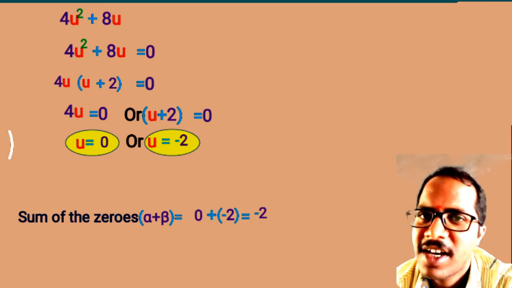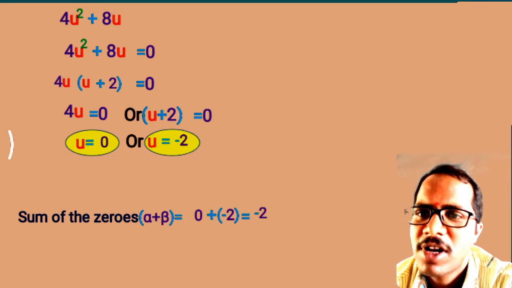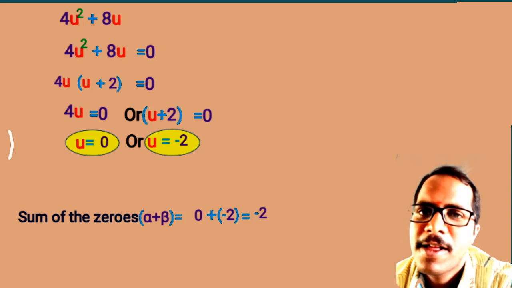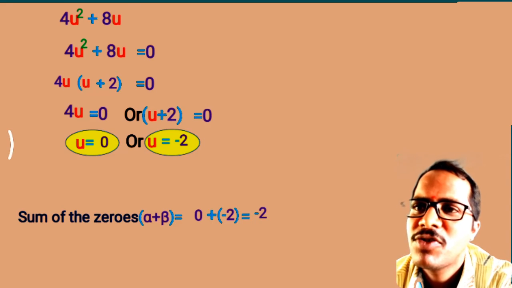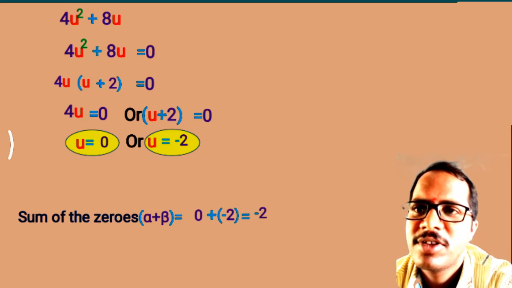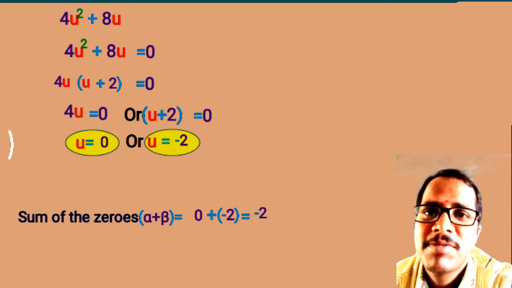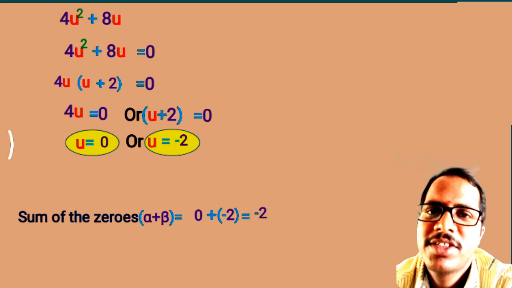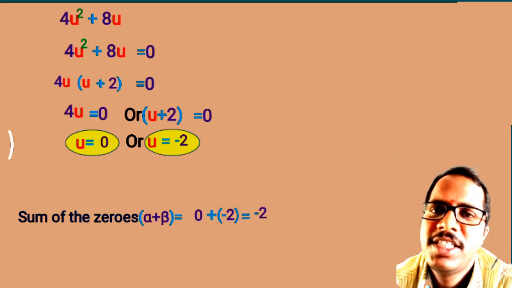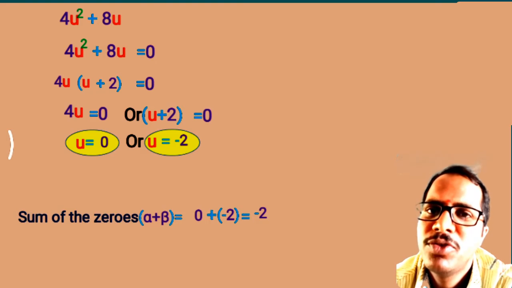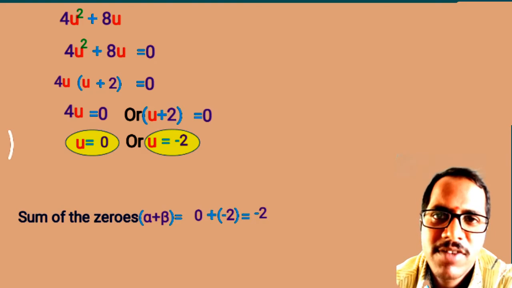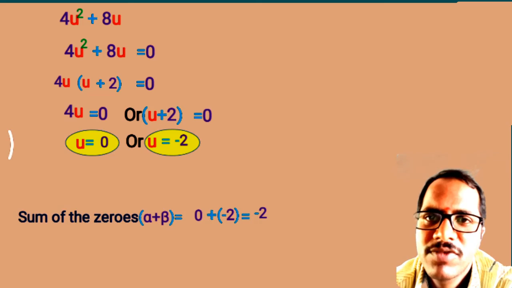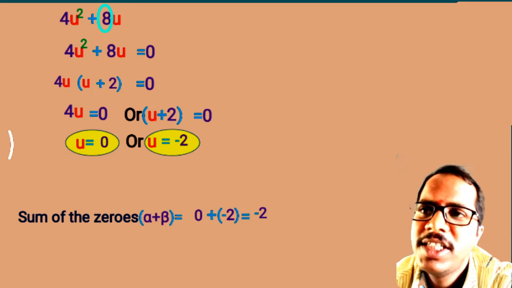And this minus 2, if we want to relate it with the coefficients of the given quadratic polynomial, in the given quadratic polynomial it seems there is no coefficient with minus 2, and we know that the sum of the zeros is related to minus x coefficient by x square coefficient, but here instead of variable x we were given variable u, so we have to take minus coefficient of u by coefficient of u square. So here what is the coefficient of u? That is 8, and the coefficient of u square is 4.